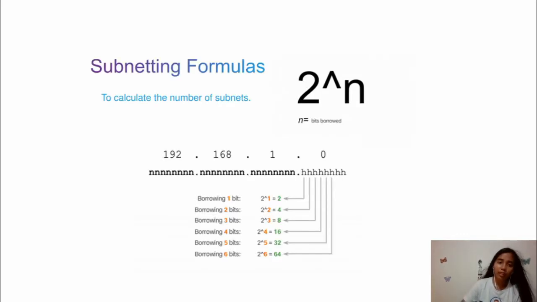So let's proceed to the subnetting formula. But first, let's look at the problems with large broadcast domains. Slow network operations due to the significant amount of broadcast traffic, and slow device operations because a device must accept and process each broadcast packet.